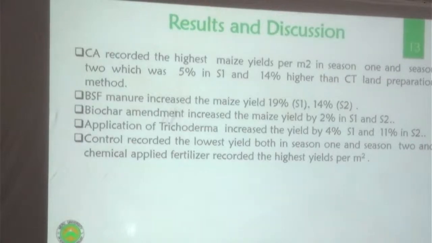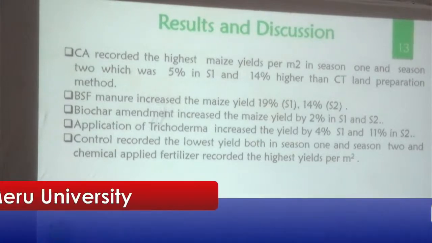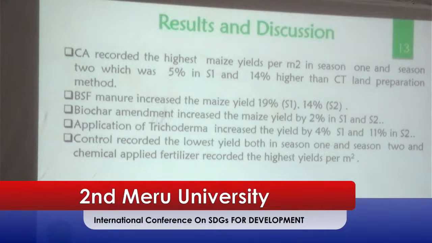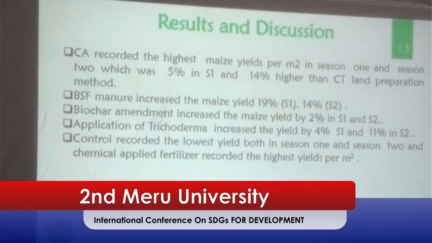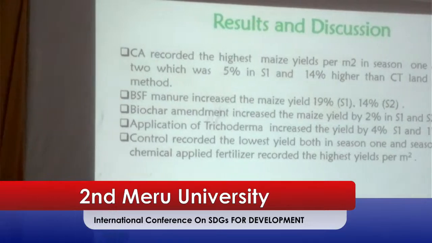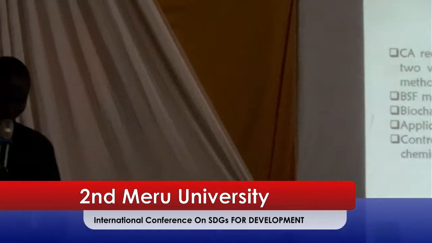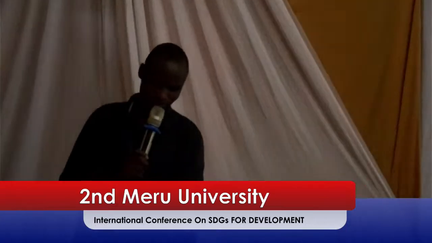In my conclusion, the conservation land preparation method recorded the highest yield of maize per meter square. And the application of biochar reduced the bulk density up to 0.6.